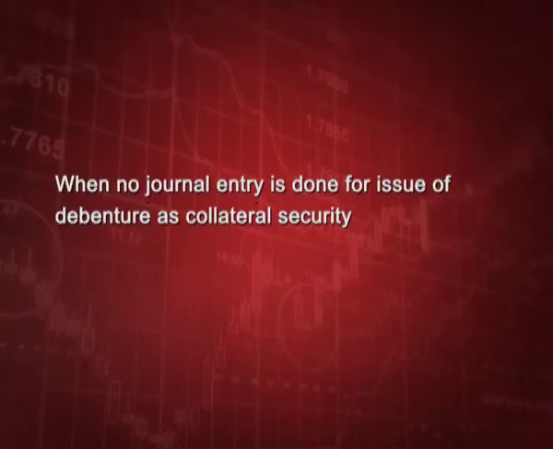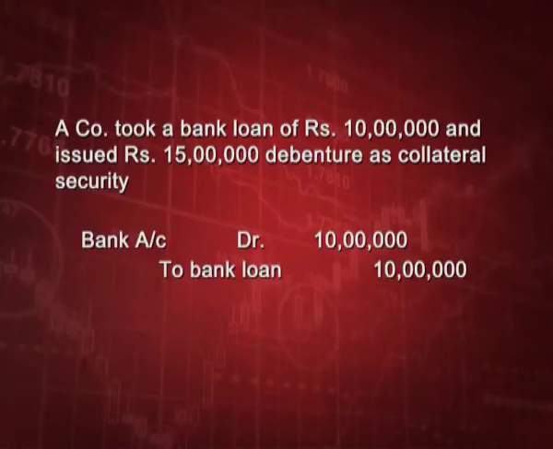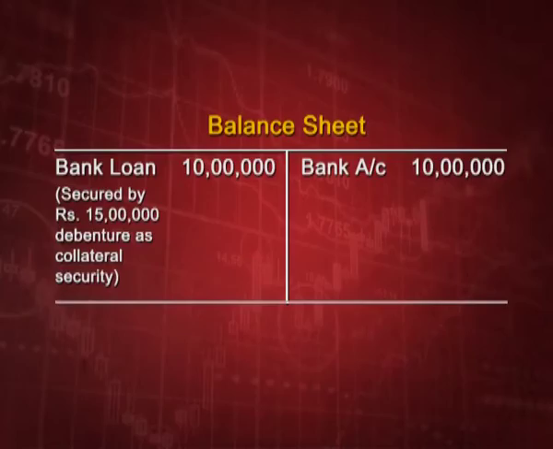Now, there are two methods of recording issue of debenture as collateral security in the books of accounts. In method one, no journal entry is to be done for issue of debenture as collateral security, but this fact has to be disclosed in the balance sheet below the loan figure. Now, let us understand what it means by an example. Suppose a company took a bank loan of rupees 10 lakh and issued rupees 15 lakh debenture as collateral security. The first entry will be for the bank loan, bank account debit to bank loan 10 lakh rupees, and in the balance sheet it will appear like this.